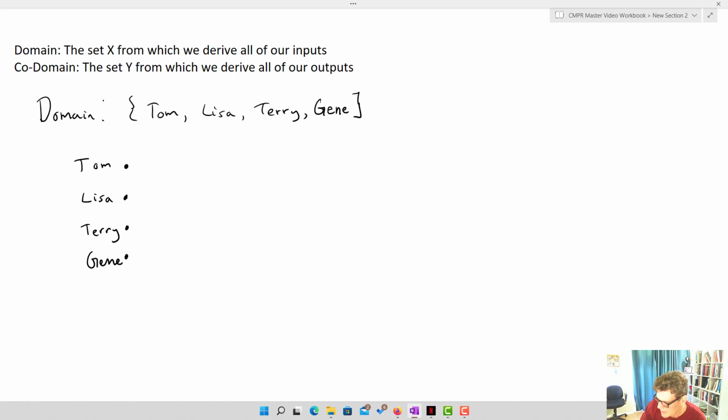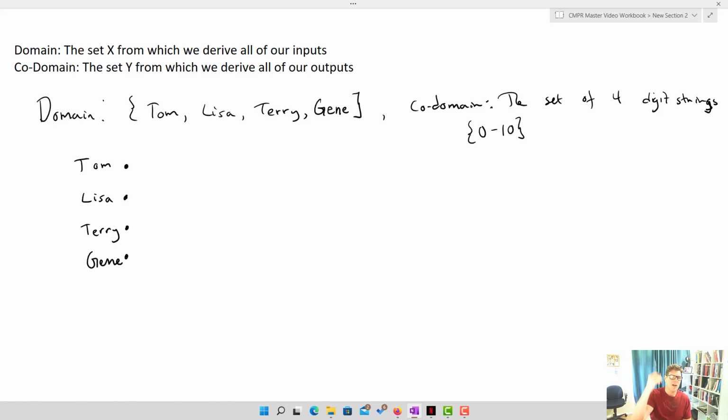And so what I'm going to do is I'm going to define my codomain as the set of 4-digit strings, all right, with an alphabet of 0 to 10. So we'll have our alphabet be 0 to 10. These are going to be 4-digit strings. So what you can imagine is that we have a nice set of identifiers. Like, we've got a set of, say, maybe 1,000 people. We want to give each one of them an individual and unique identifier.